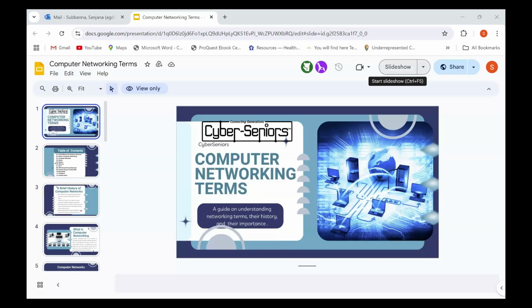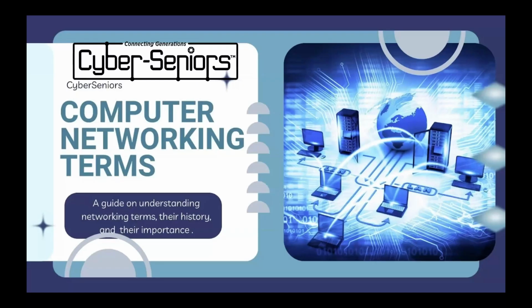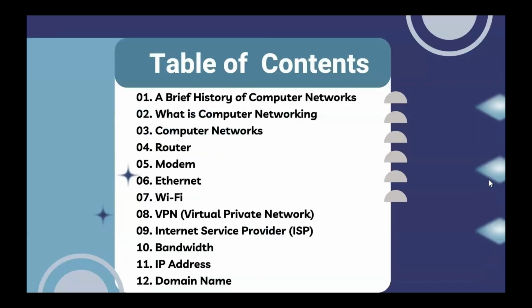So today we are going to be talking about computer networking terms, and this will be a guide on understanding networking terms, their history, and their importance. So here's a little table of contents. We're going to talk about the history of computer networks, what computer networking is, and then we're going to cover the terms and definitions of a router, a modem, Ethernet, Wi-Fi, VPN, ISP, bandwidth, IP address, and domain name.